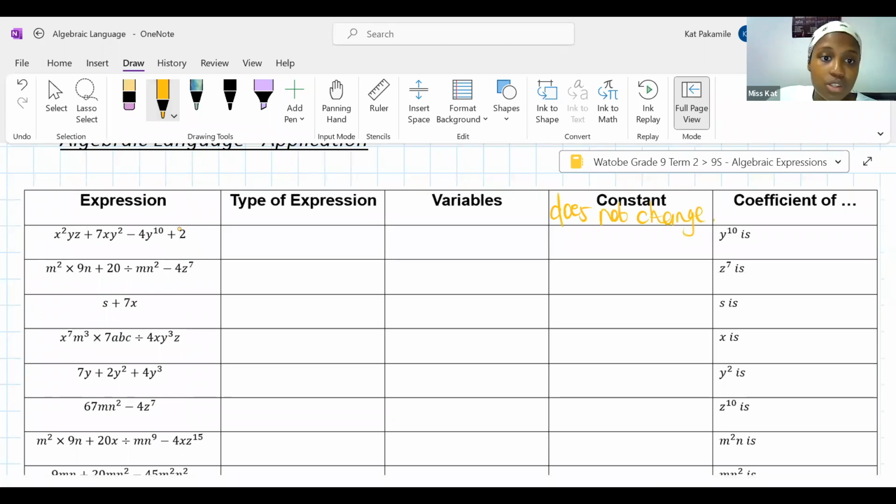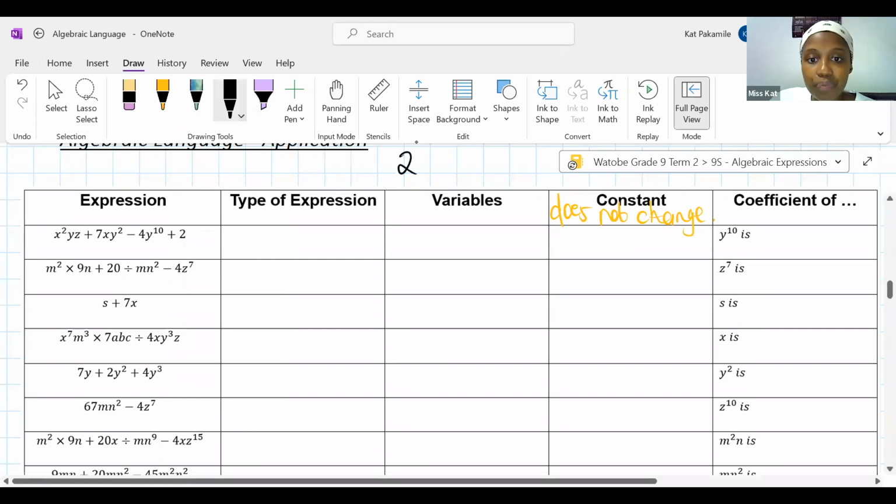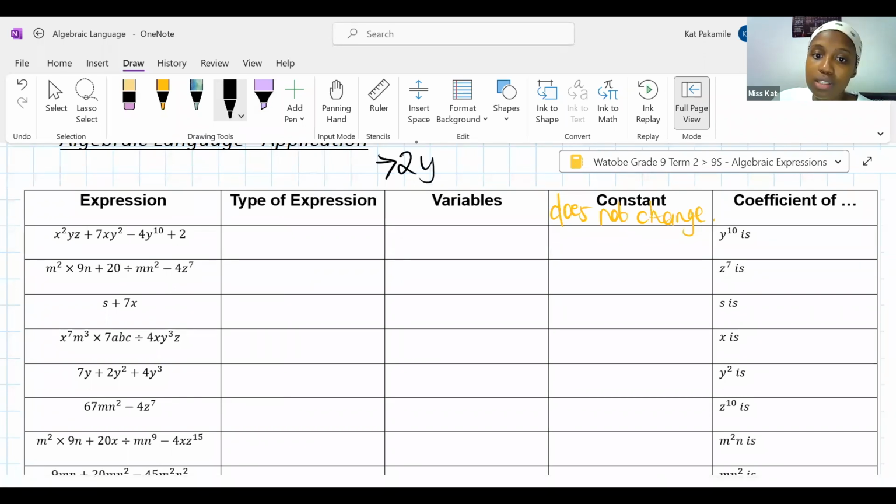Okay, so on that note of constants, let us look at 2y. You cannot say that 2 is a constant because this value will change depending on what y is. This is not a constant because if you substitute 5, then it's no longer 2y. Now it's 10. So variables go on their own. They're just numbers that go on their own because their value will not change.